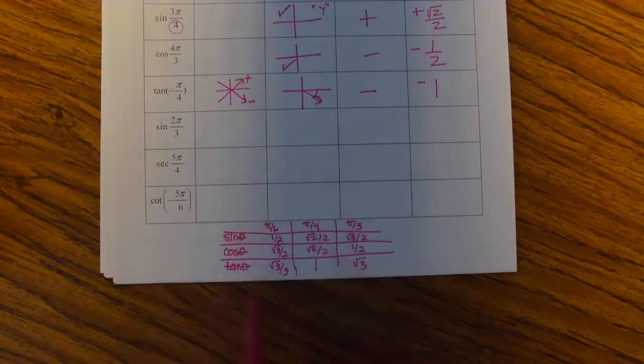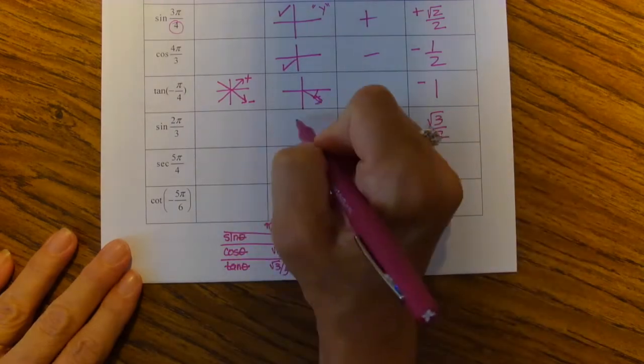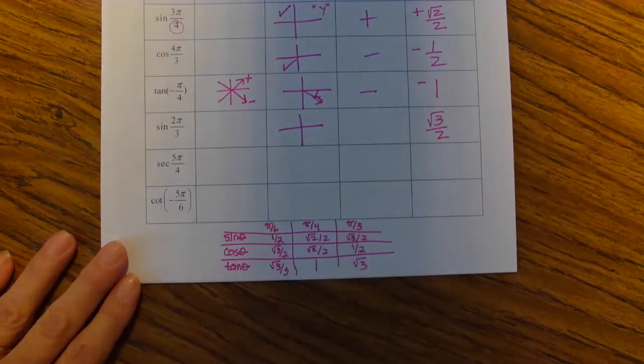All right. Sine of 2 pi over 3. What's the value of a sine with a 3 bottom? It's the square root of 3 over 2. Now I have to choose. Where is 2 out of 3?